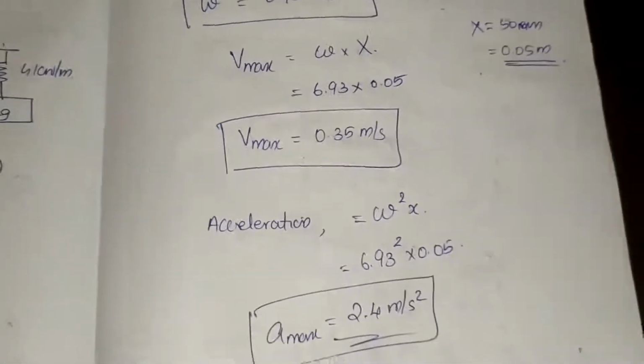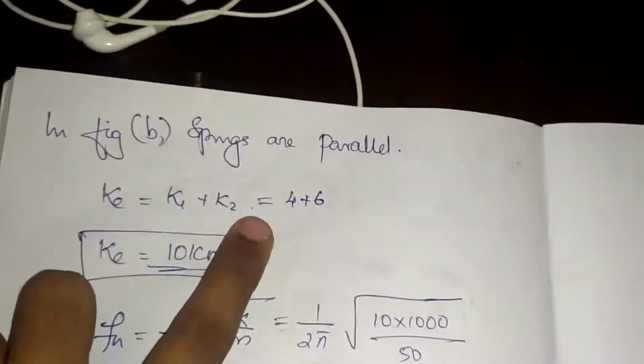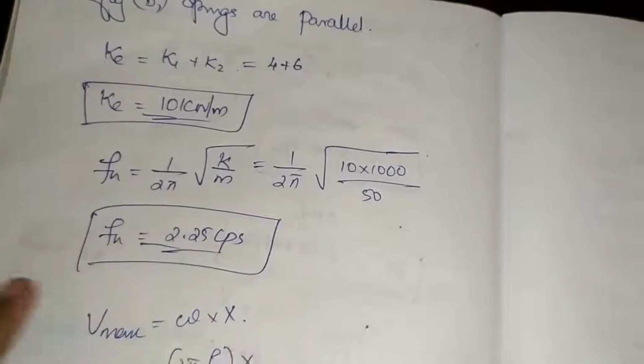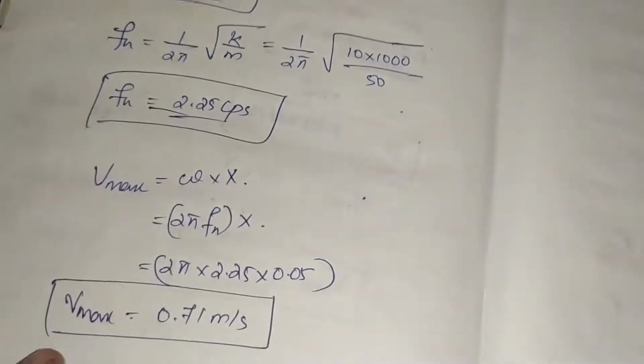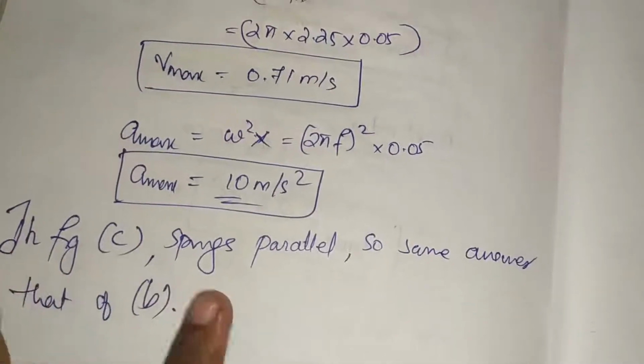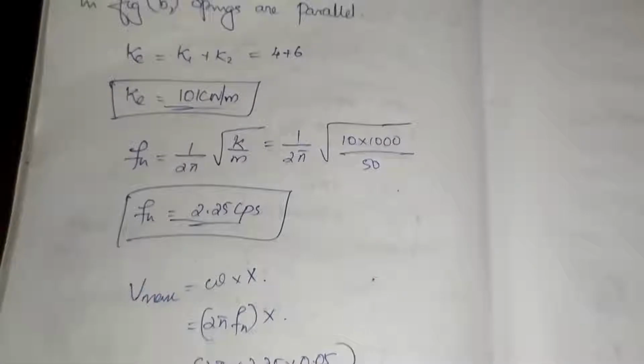Fine. Now in case of parallel, k is equal to k1 plus k2, and you find the effective stiffness. Substitute in this equation to get Vmax and also Amax. In figure C, the same answer will be obtained as well.